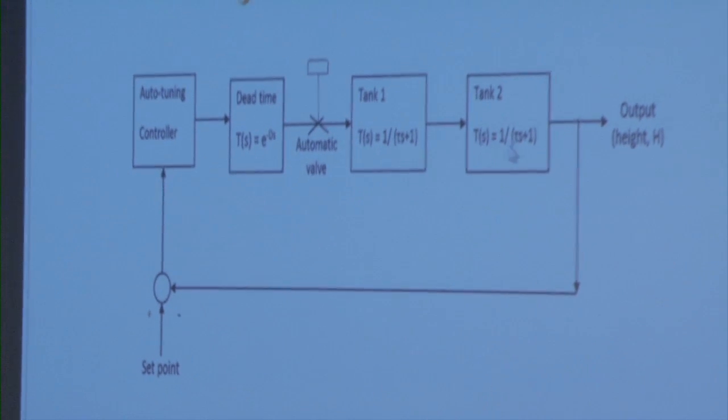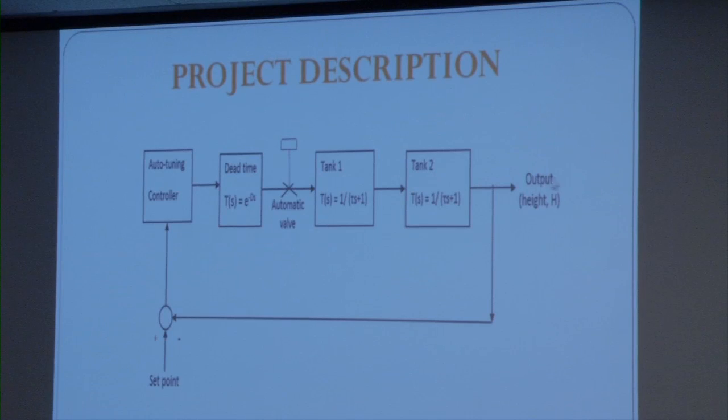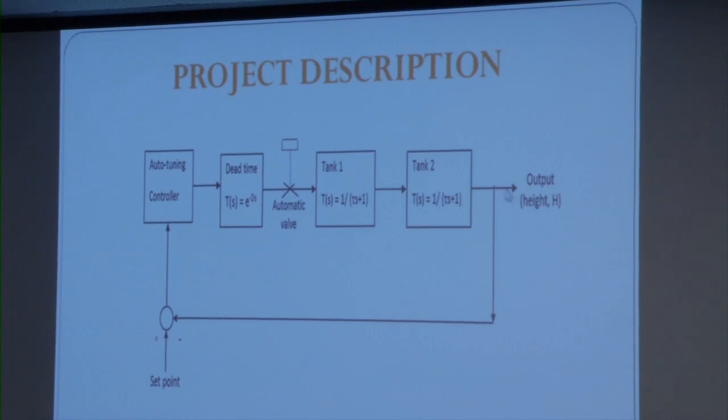So then from the dead time controller, the signal goes to and changes the height of the valve, which in turn changes the height of the two tanks, which below here and here you can see the equations for those two tanks. And from the two tanks, you get a final output height, which then in this feedback loop here is compared with the original set point, and then the system automatically determines whether it needs to increase or decrease the height based on the comparison between the set point and the output.